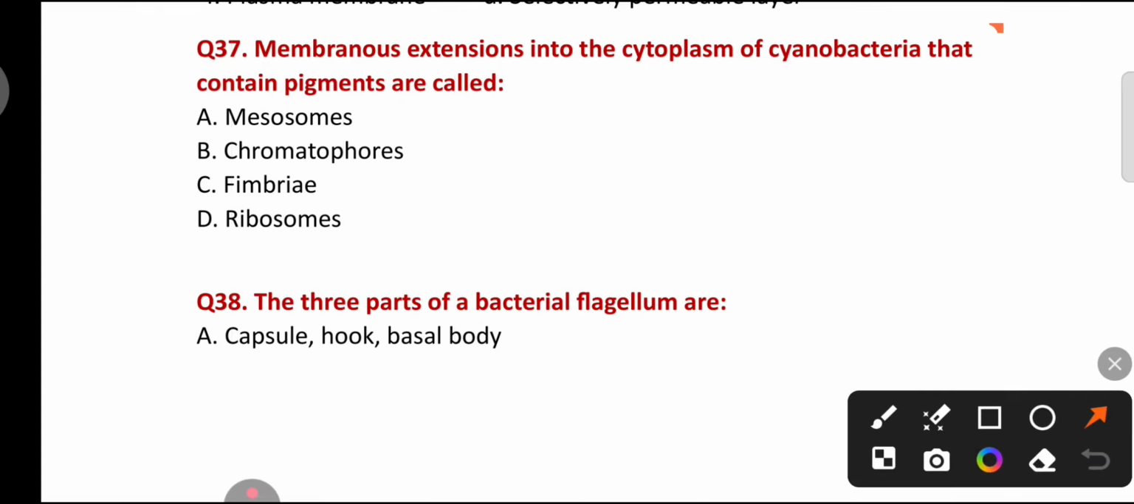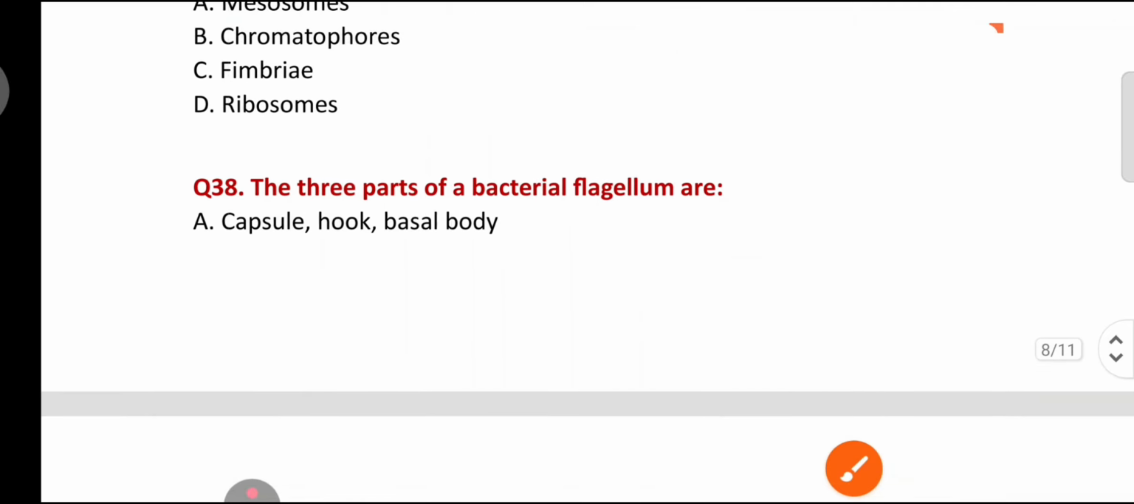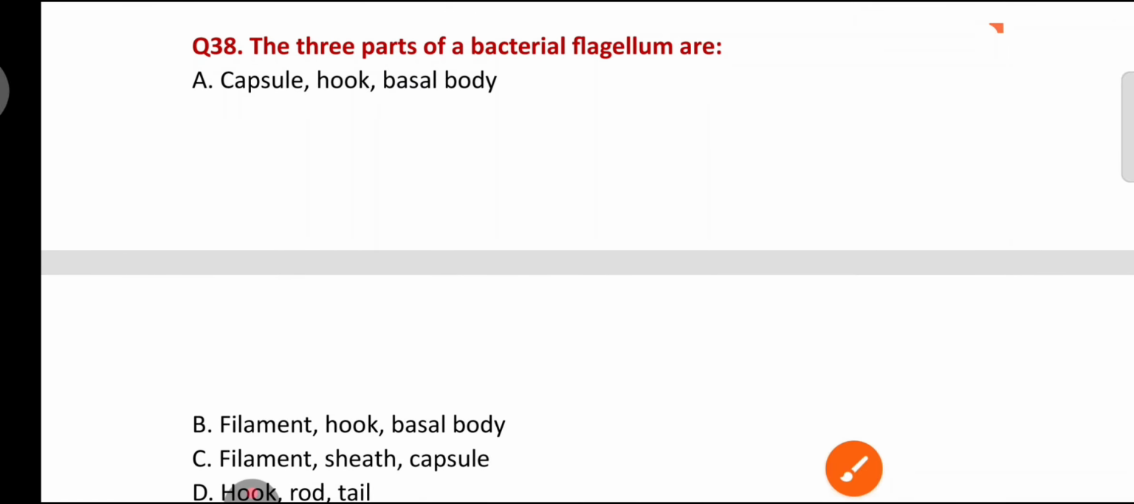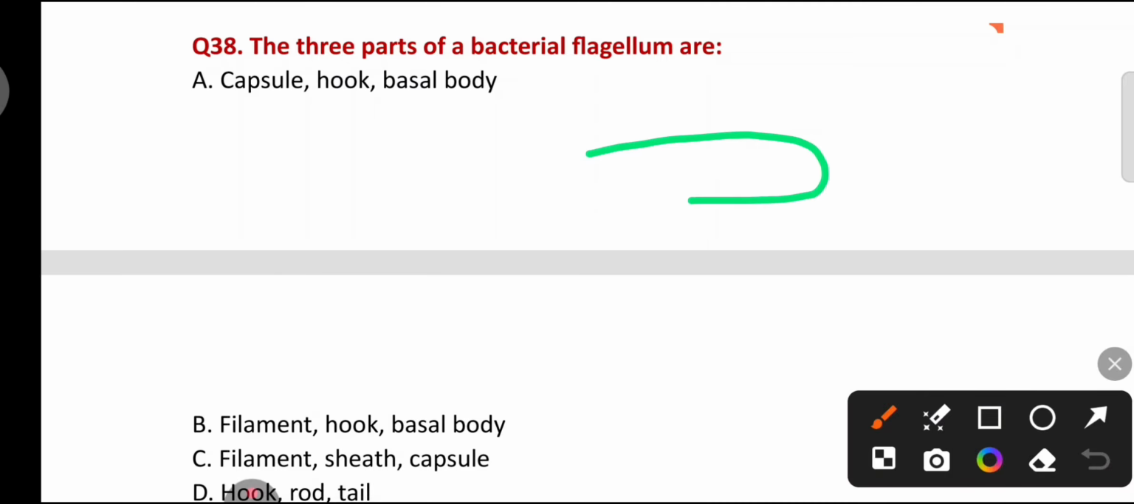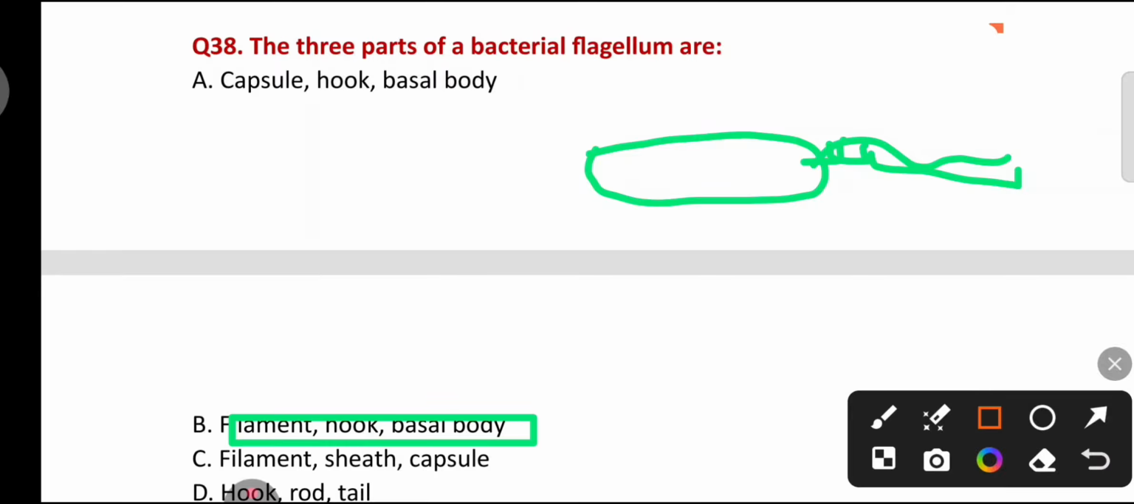Membranous extensions into the cytoplasm of cyanobacteria that contain pigments are called mesosomes, chromatophores, fimbriae, ribosomes. Chromatophores. The three parts of the bacterial flagellum are: the first part is the basal body, the second part is the hook, and the third part is the filament. Here, the three parts of the bacterial flagellum are filament, hook, and basal body.